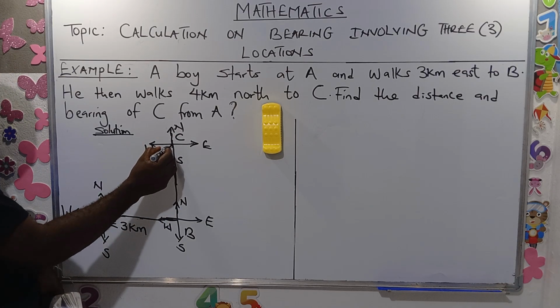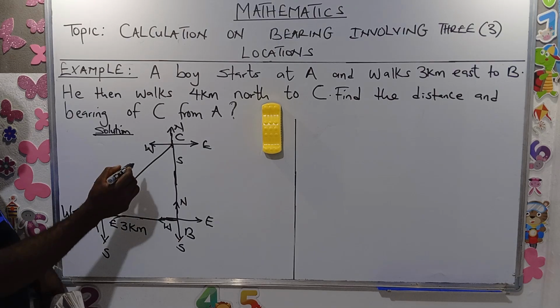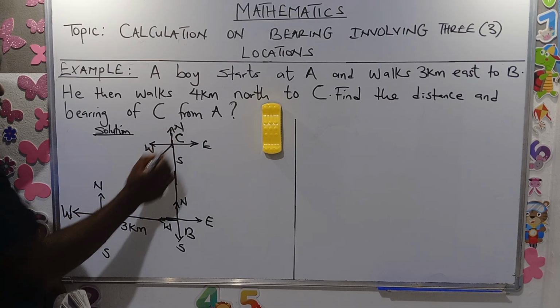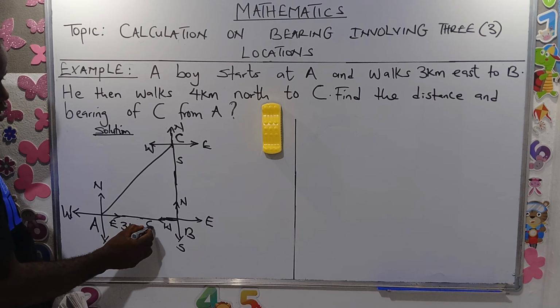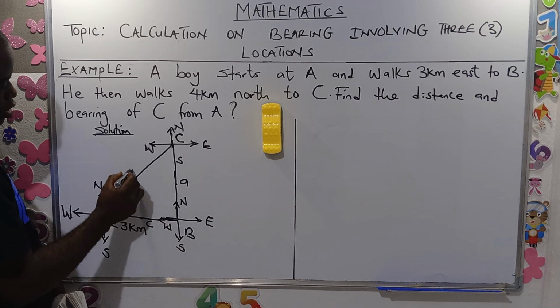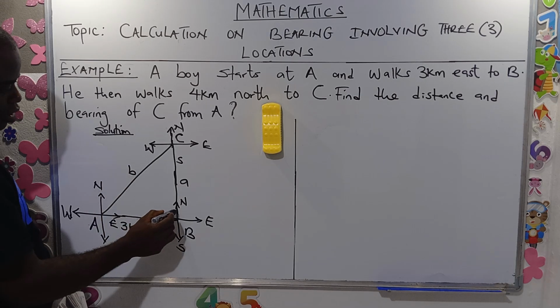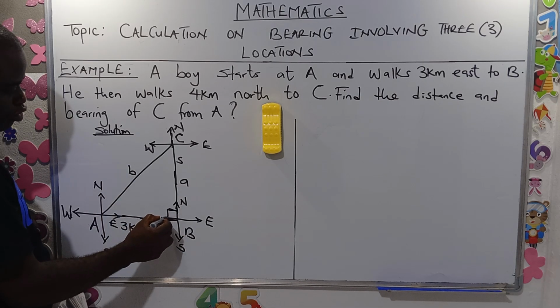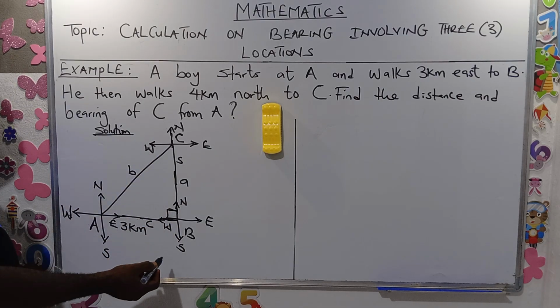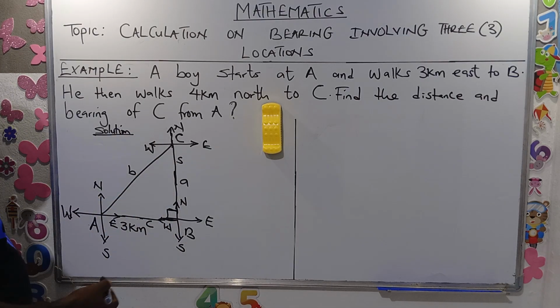The distance, let's join the line. It is capital C. The opposite is small letter c. This capital letter A, this small letter a. Capital letter B, this small letter b. This is a right angle triangle because he walks 4 kilometers north to C. This is a right angle triangle.